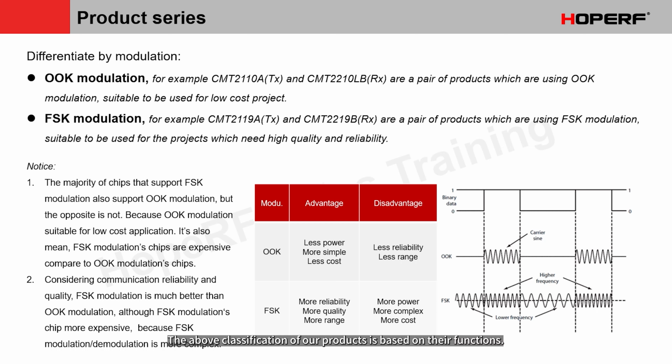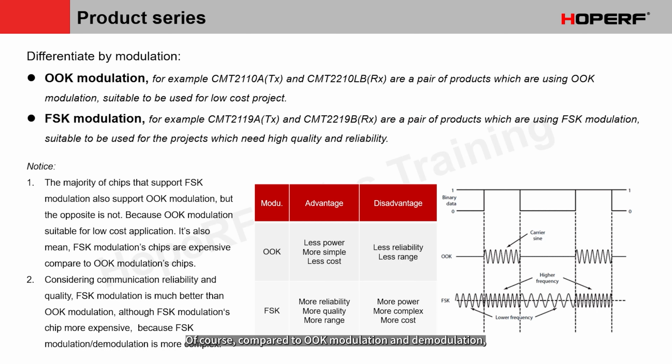The above classification of our products is based on their functions. If we classify our products based on their modulation modes, there are mainly two categories. Category 1 is OOK modulated products. Category 2 is FSK modulated products. For example, the OOK modulated products include CMT2110A, single transmitter, and CMT2210LB, single receiver. This is a pair of OOK modulated products. If it's FSK modulated products, such as CMT2119A, single transmitter, then this pair is for FSK modulation and demodulation.